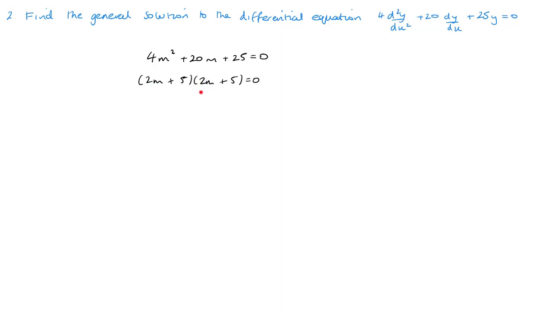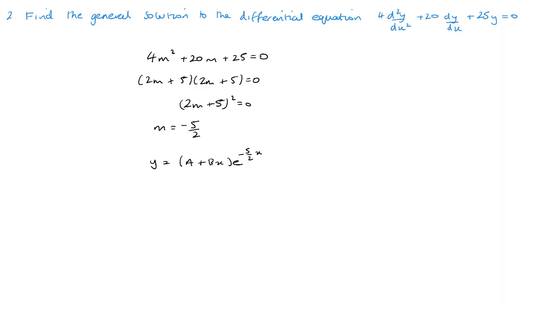So that gives me 4m squared. 10m plus 10m is 20m, and 5 times 5 is 25. So this is (2m plus 5) squared equals 0. So m equals minus 5 over 2. Okay, and now this is going to be of the form (a plus bx) e to the minus 5 over 2x. Okay, and that is the second one done.